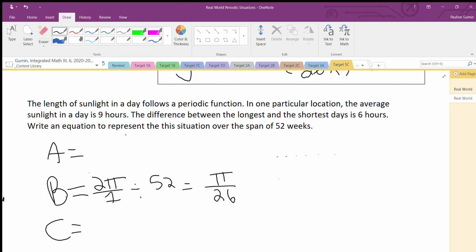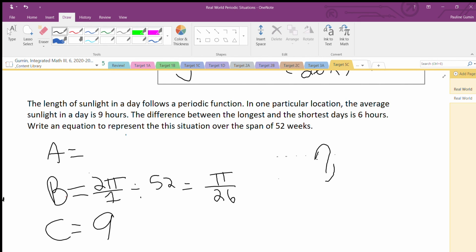Beautiful. Okay, next. Average is 9 hours. Average is what you have in the middle, midline. Okay, beautiful. Now, we need to find out the amplitude. The amplitude is the distance between the midline and the highest or lowest point. We are given that the difference between the longest and shortest days is 6 hours.